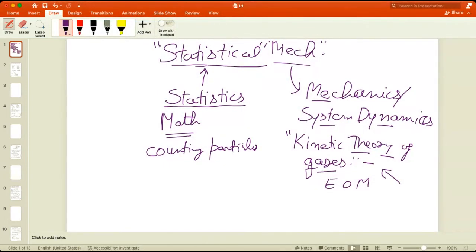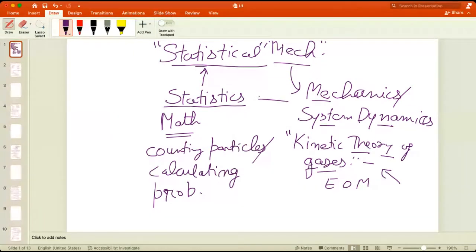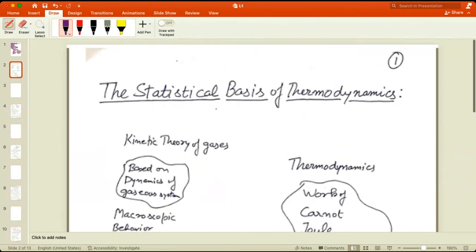Counting particles, just a minute. Then you can think of calculating probabilities. The stylus is a bit tricky to handle, I'll get used to it. Calculating probabilities and so on, this all comes under statistics. They look basically a bit different, but there is a strong connection between these two. Let me see, I wrote a few things about this.